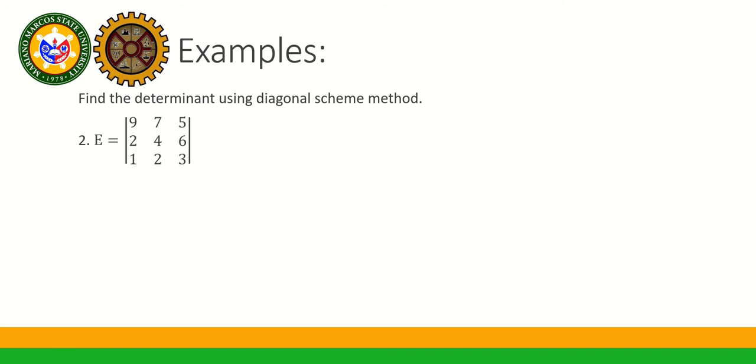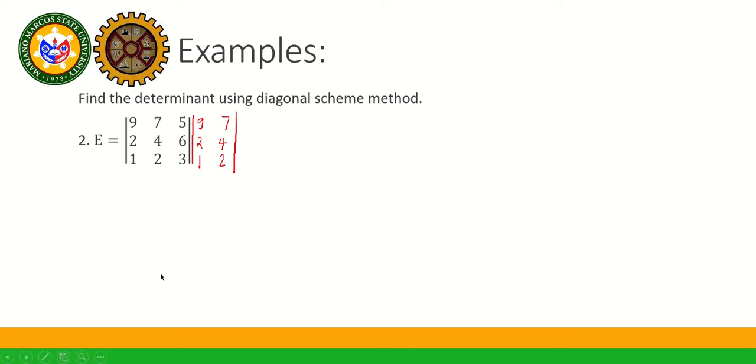Okay, so we have another example. Find the determinant using the diagonal scheme method. So this time, gagamitin natin si diagonal scheme method. And the first thing we should do is to copy yung elements ng first column and second column natin. So this will be 9, 2, and 1, tapos 7, 4, and 2.